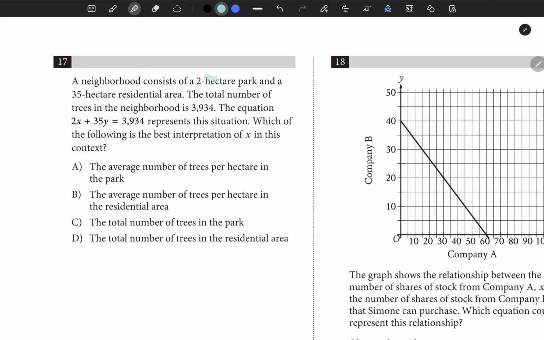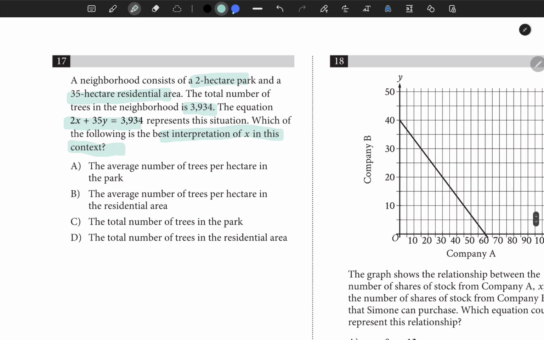So a neighborhood consists of a 2 hectare park and a 35 hectare residential area. The total number of trees is going to be 3,934. This is represented by this equation right here, and they're asking us what is the best representation of x in this context. Now, what we need to know is that x represents the 2, which in this case is the parks.